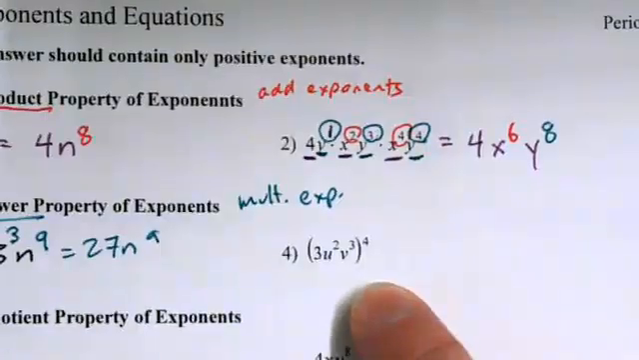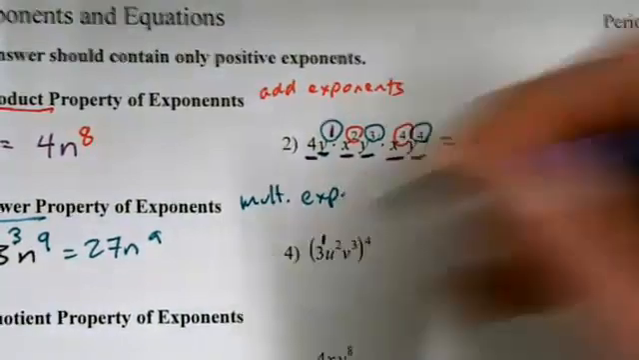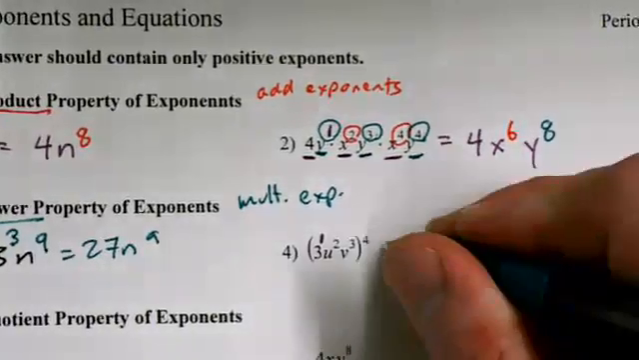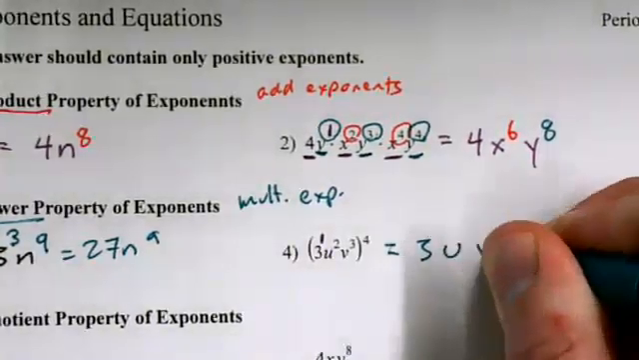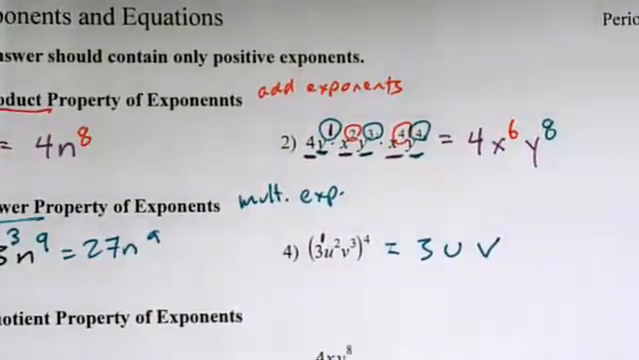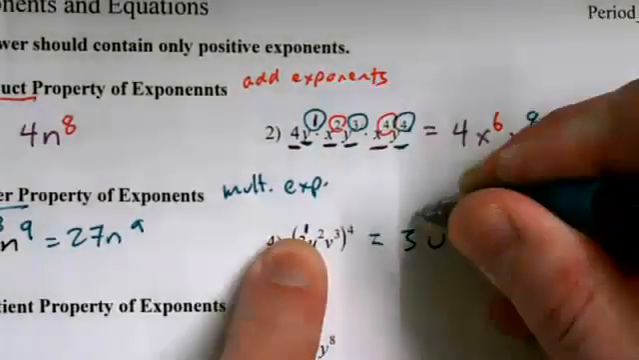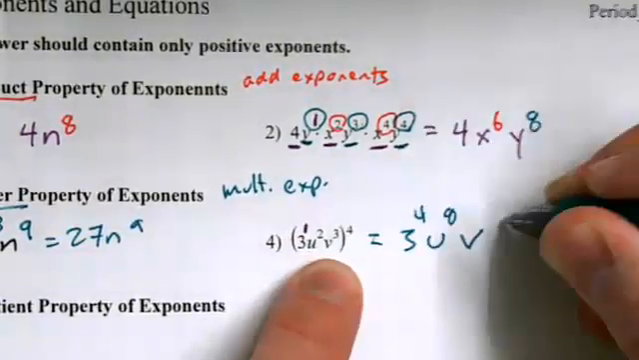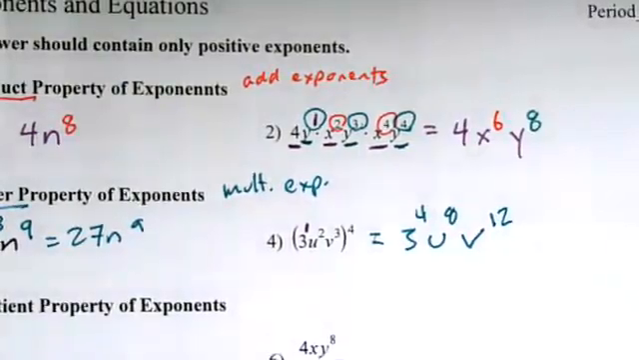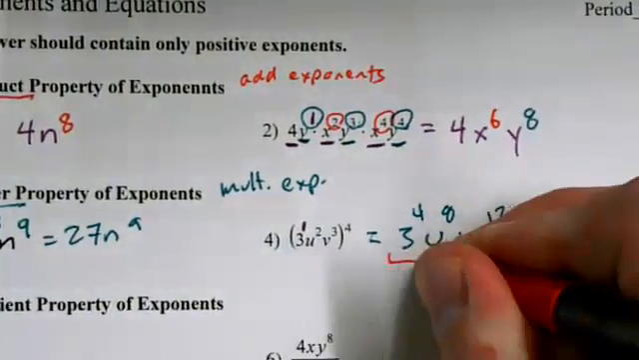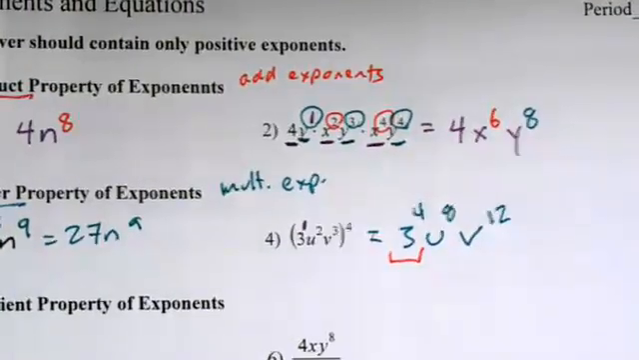All right, going back to our sheet, see if you can do number 4 for me. This is also a power property. Don't forget to put a 1 on that 3 there. All these exponents on the inside are going to all multiply by 4. So I got 1 times 4, 2 times 4, 3 times 4. And 3 to the 4th, since there's no variable there, we should be able to get that.